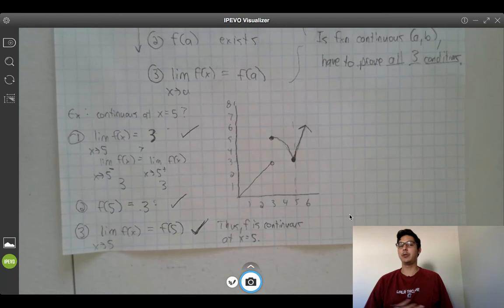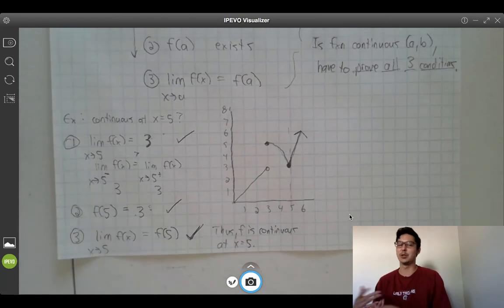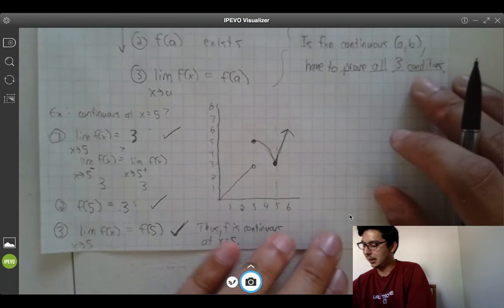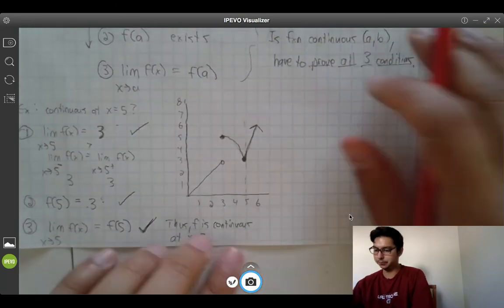If you only went through 1 and 2, or you jumped straight to 3, you would lose points on the AP exam because there's no logical flow. I mean, in order to get to the third condition, which is the most important condition, you have to prove 1 and 2 first.